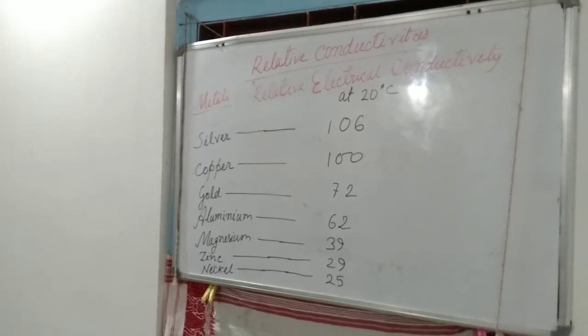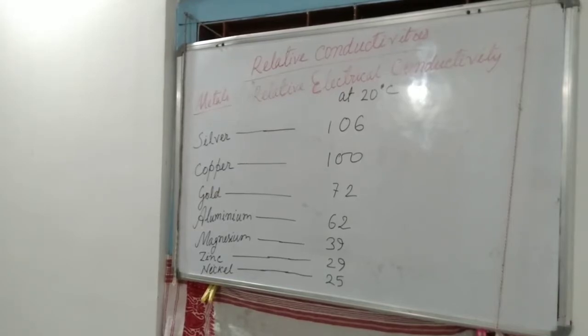Among these 7 metals, nickel has 25, the lowest conductivity, but it is not the least conductor of metals. Some other metals also have lower conductivity than nickel. Among these 7 metals, which are commonly used for conduction of electricity, it is to be remembered that silver is not generally used, although it is a good conductor, for the purpose of conduction of electricity.